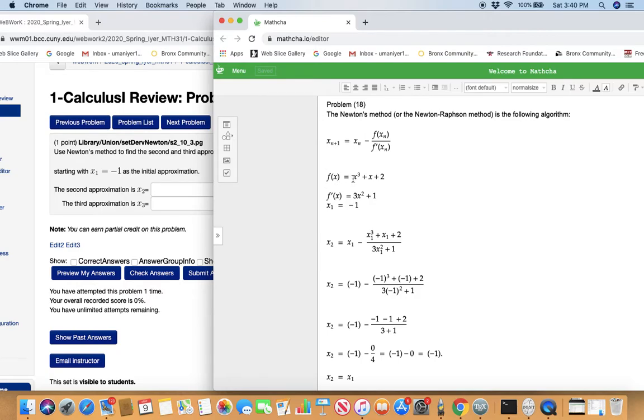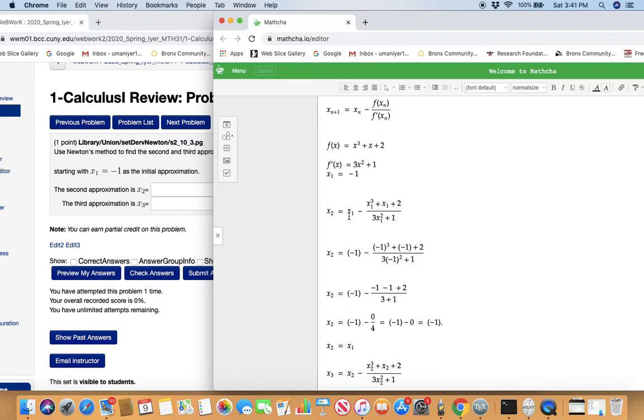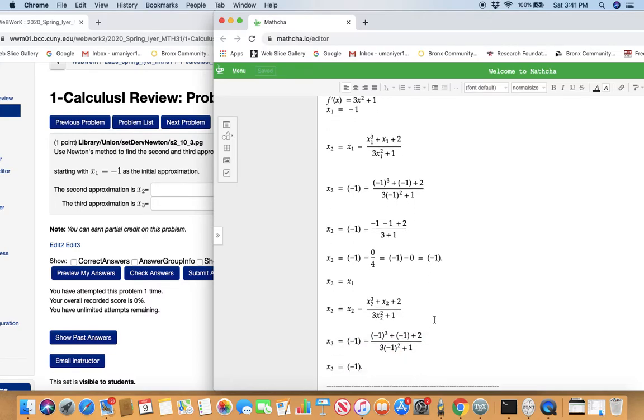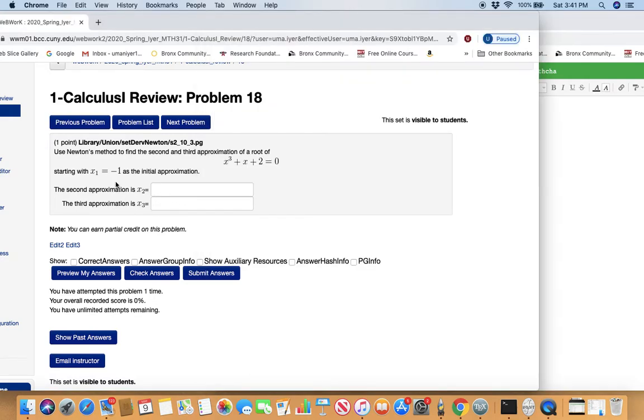So my function f is x cubed plus x plus 2. So its derivative is 3x squared plus 1 and nothing. x1 is -1. So x2 will be, wherever I see xn, I will place x1. Replace x1 by -1. Don't forget parentheses, especially when you have negatives. Parenthesis -1 cubed and so on. When you check, you get 0 on the top. So -1 minus 0 is -1. In other words, like I said, -1 is already a root.